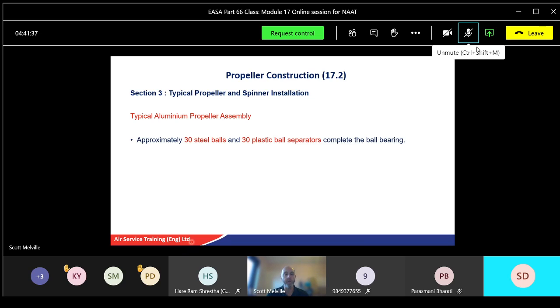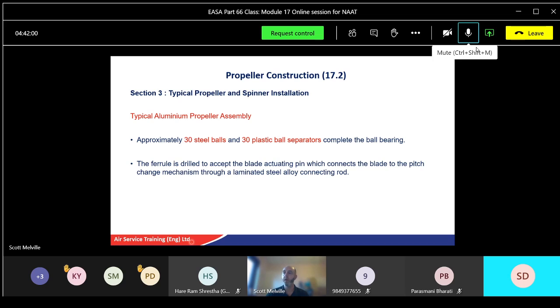What you want to remember or highlight in your books is there will be approximately, depending on the type obviously, 30 steel balls and 30 plastic ball separators, just the cage that actually holds these ball bearings in. And that will complete your ball bearing. So approximately 30 steel balls and 30 plastic separators, and that maintains your bearing assembly. The ferrule is drilled to accept the blade actuating pin, which connects the blade to the pitch change mechanism, again through a laminated steel alloy connecting rod. It's just a bit of background on how these things are actually made together.